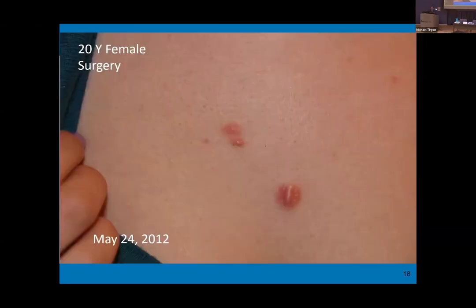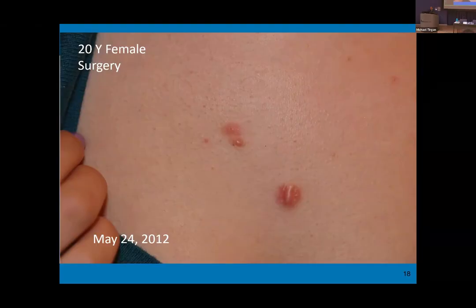So what's the rationale in treatment? This is another example that I want to share with you. This is a 20-year-old female who presented in 2012, and I'm going to show you 13 years of follow-up. She presented with two small lesions on her chest, and one in the middle with a linear line in it. The one in the middle was previously surgically removed, and the other two had not been treated.